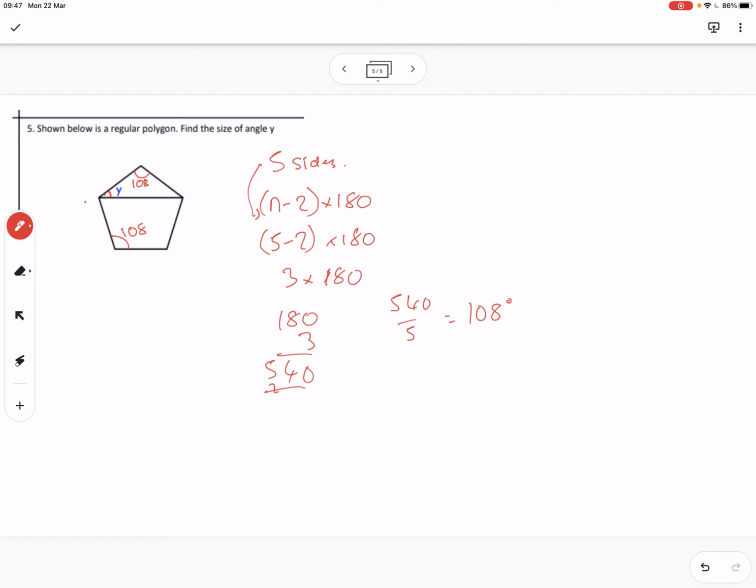108. And then this combined one is 108, and this is 108. These are the same size as each other. This is an isosceles triangle at the top here. And so that angle y is going to be 180 minus the 108, which is the odd angle out here, divided by 2. So that's going to be 72 over 2, which I make 36 degrees. So we're combining our knowledge of interior angles with our knowledge of angles in a triangle to come up with that answer, 36 degrees.